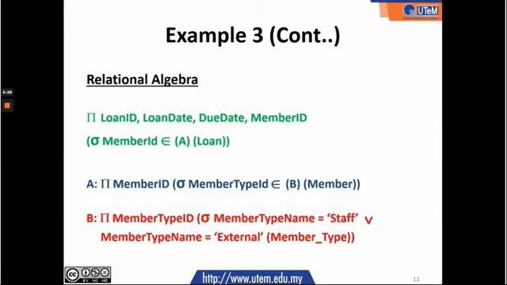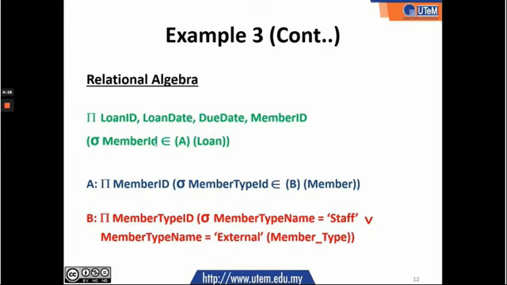This is the relational algebra statement for the previous SQL statement, example number 3. So we need to include three statements to get data from the loan table, this one to get data from the member table, and this one to get data from the member type table. So we need to include the projection symbol. For the third example, we want to get data from our loan table consisting of more than one column. And then these are the conditions, right?